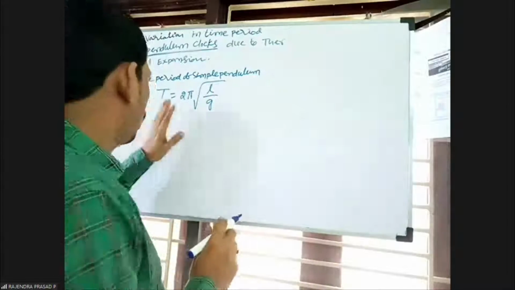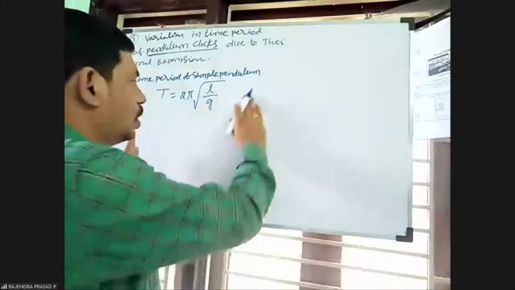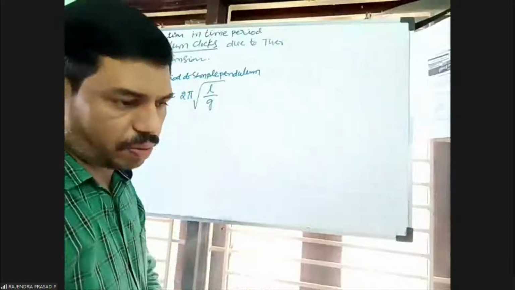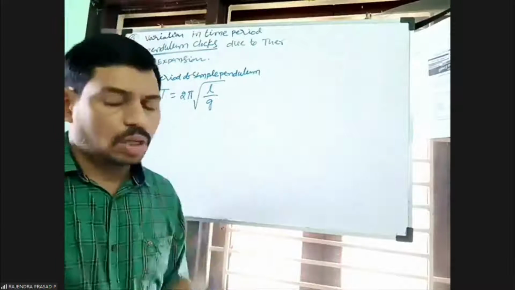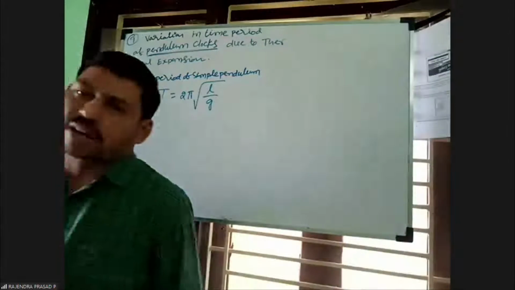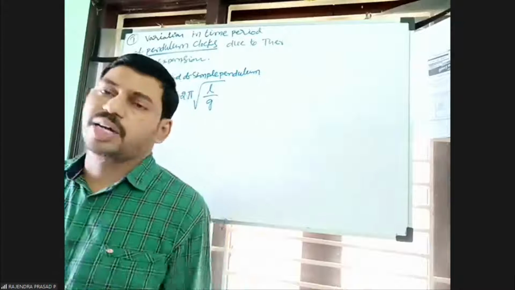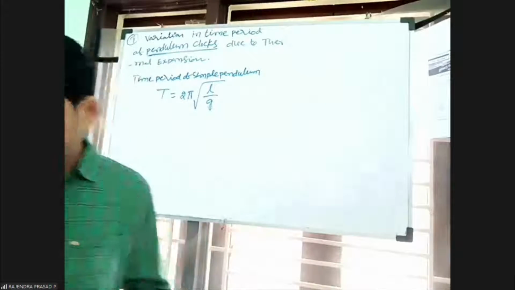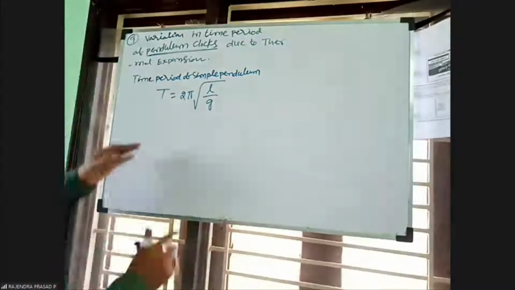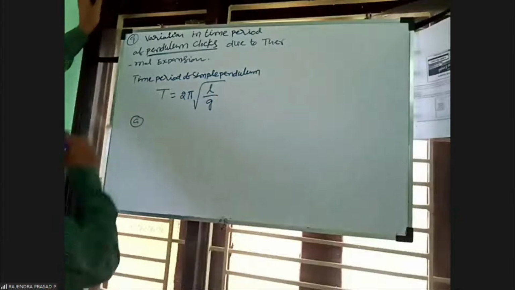T equal to 2 pi root of L by G. This is the time period for a simple pendulum. So loss or gain of time period is calculated, and loss or gain of gravity is calculated. So there are a number of applications. The first one is A.